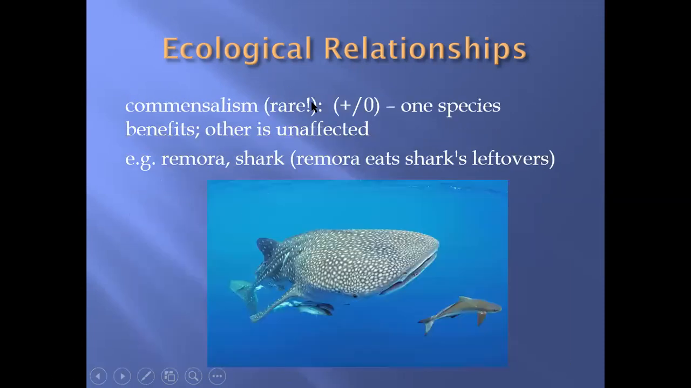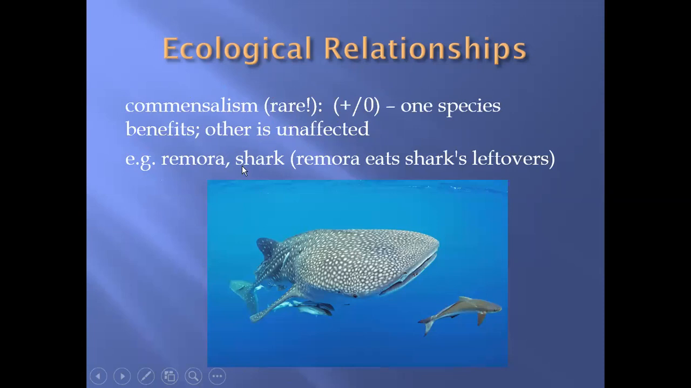Commensalism. This is the rarest of all ecological relationships because in order to have commensalism, one species has to benefit while the other species suffers no negative effects, but there are also no benefits. So one species has to be completely unaffected.